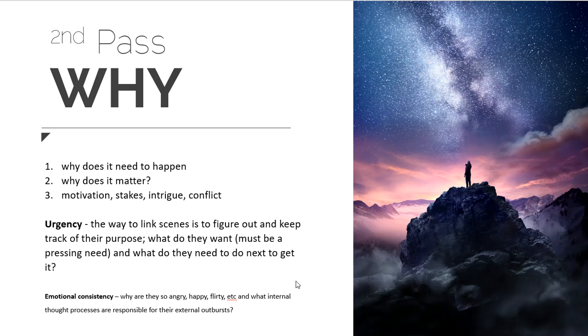The other thing I would pay attention to is emotional consistency. Why are they so happy, angry, flirty, etc.? What internal thought processes are responsible for their external outbursts? So what I see often, especially in young adult fantasy, is the feisty heroine, because especially in urban fantasy, readers kind of want the really tough, feisty heroine who's always bantering and picking fights.